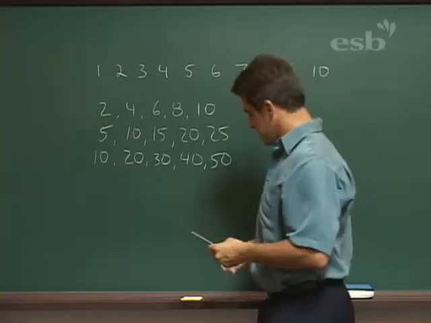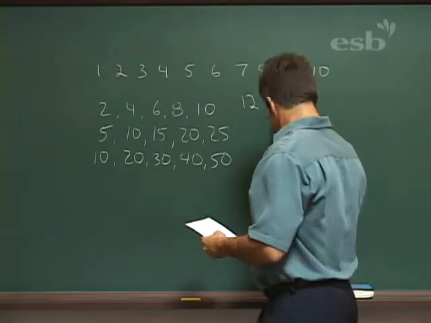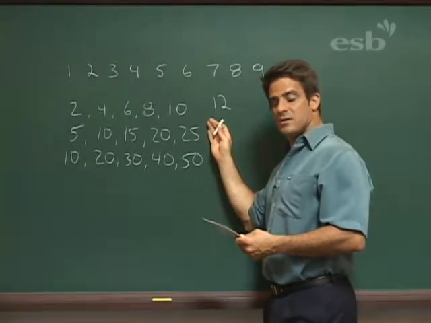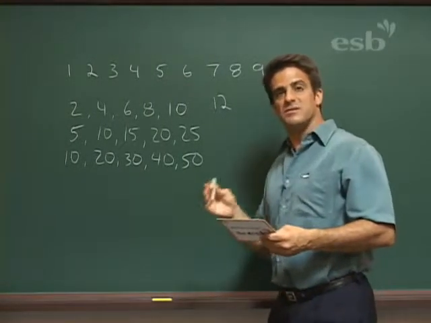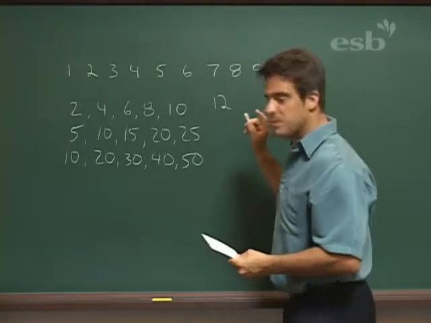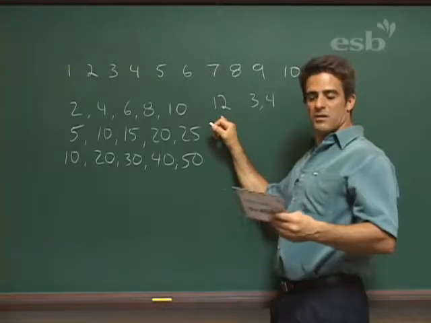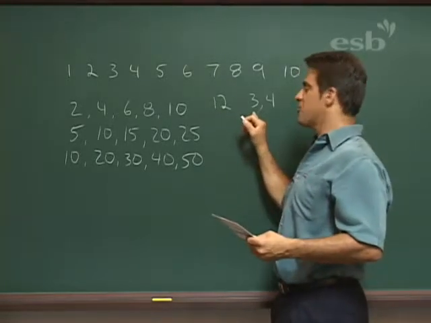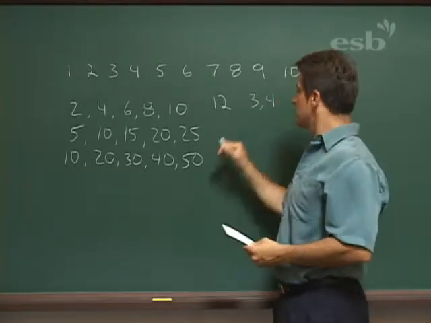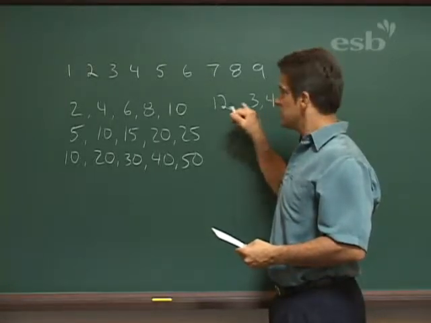And so on. Another example would be the number 12. Many numbers go into 12, so 12 is a multiple of many numbers. 12 is a multiple, for example, of 3 and 4. 12 is a multiple of both 3 and 4. If we use skip counting, 3, 6, 9, 12.